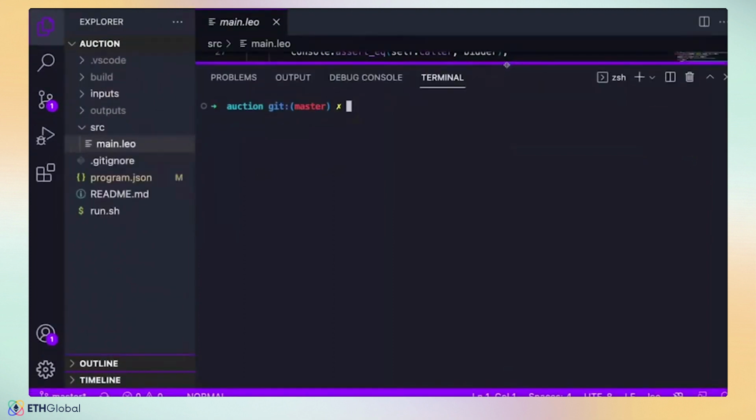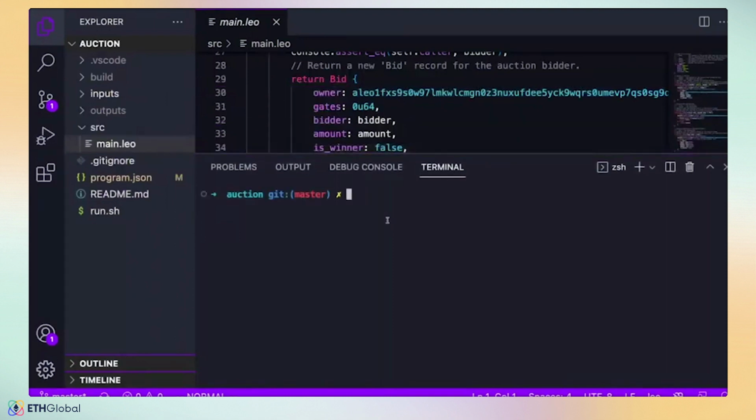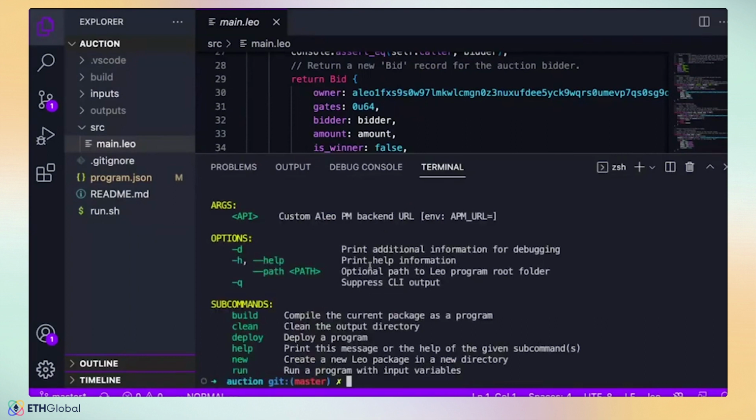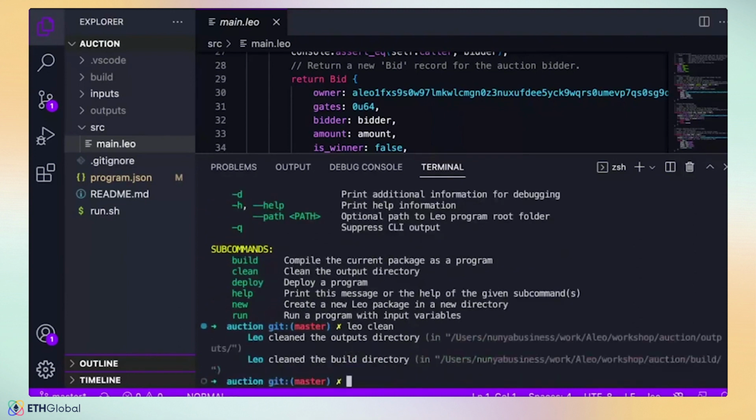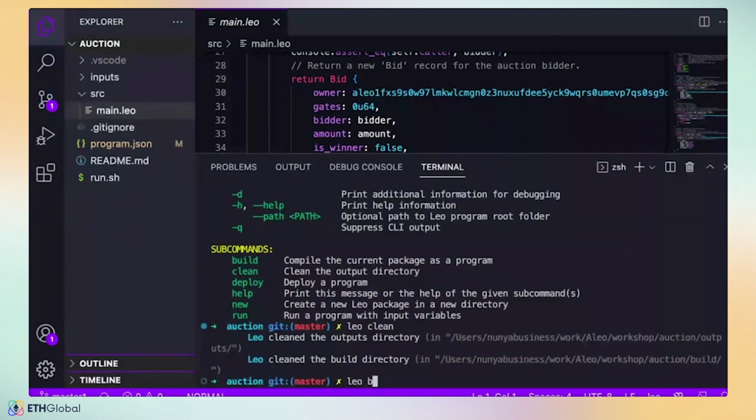Okay. All right, cool. So Leo provides a CLI. There are a couple of commands that you can employ. Leo new essentially initializes a new directory with a new Leo project for you with some templating. We won't need to use that for now. So what we're first going to do is Leo clean. So I'm going to clean my old build. I'm going to do Leo build.